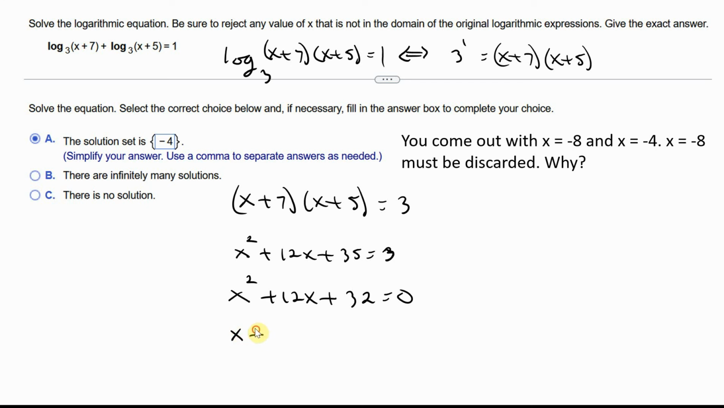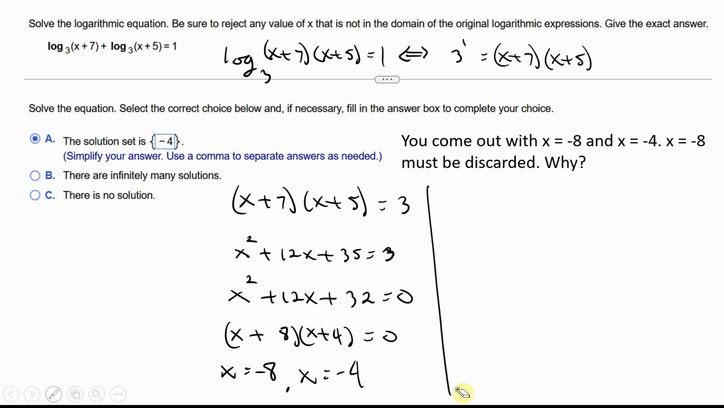So this is x plus, need to factor, if we can. Factors of 32 that when I add the two numbers, I get 12. What, 8 and 4? I need an x in there. So you get x equal to negative 8, x equal to negative 4. Now, do both of those numbers work? We check. And that's what I mean by the big Y.